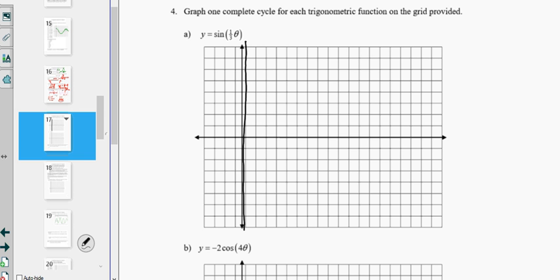All right, so what I'm going to do is show you the original graph. If we just have y is equal to sine theta, what does that look like? Well, we kind of talked about this.